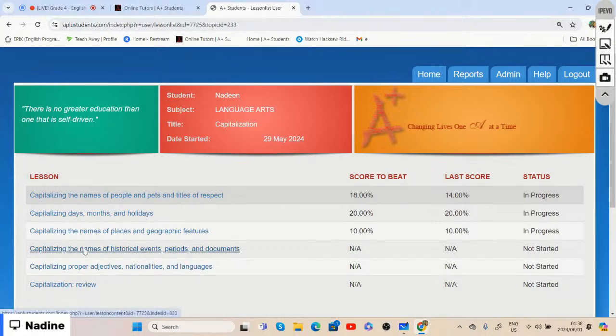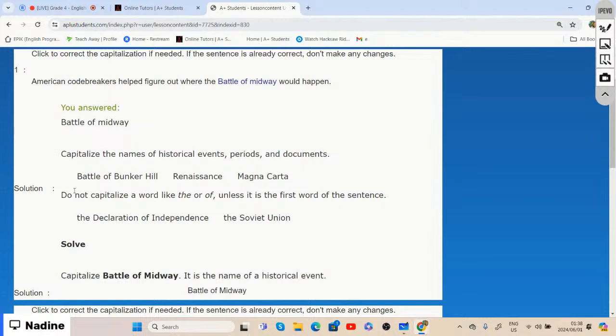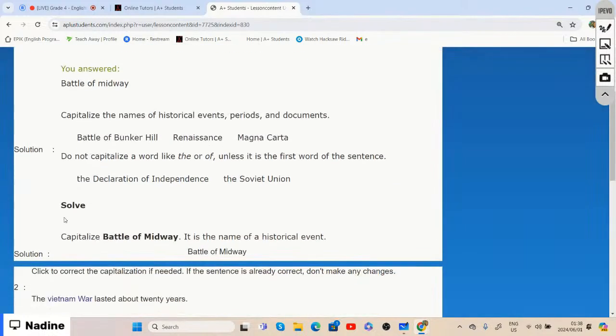So we're also capitalizing the names of historical events, periods, and even documents, right? And when we capitalize periods, historical events, or documents, then, for example, we can capitalize names of historical events, periods, and documents. For example, Battle of Bunker Hill. There we have Renaissance and Magna Carta.